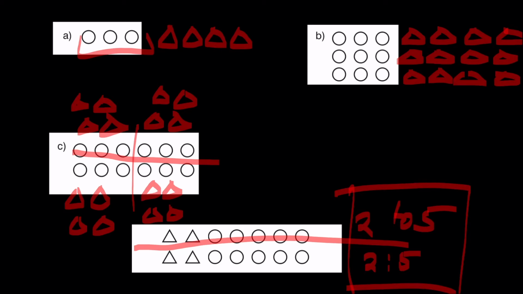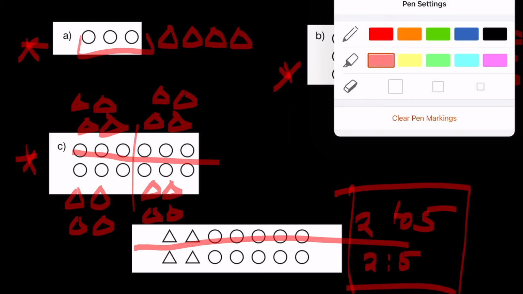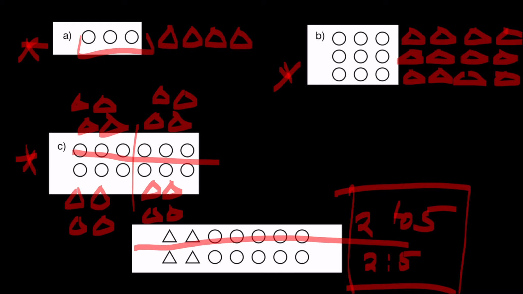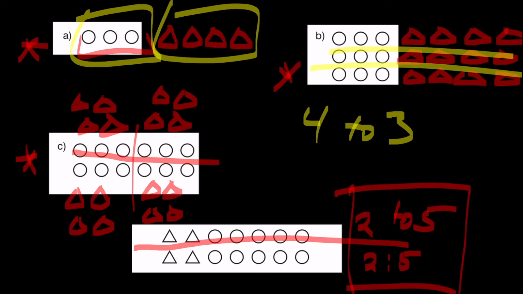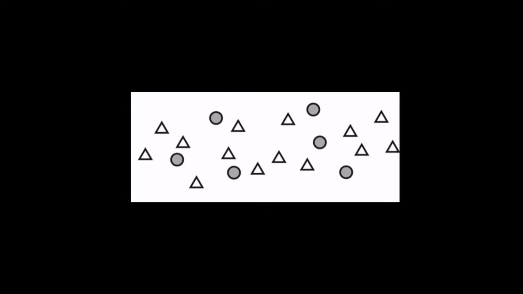Now looking at these other problems, what are the ratios for circles to triangles? And how would you write that? There are 4 triangles to every 3 circles, right? And that's for every single one of these. I can write it this way, or I can write it this way. This is the preferred method. So that should have been a little bit of review, right? You should have seen this before.